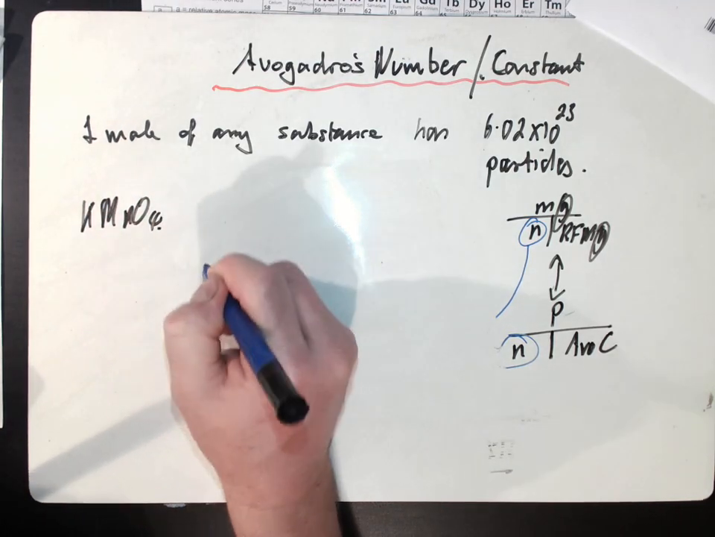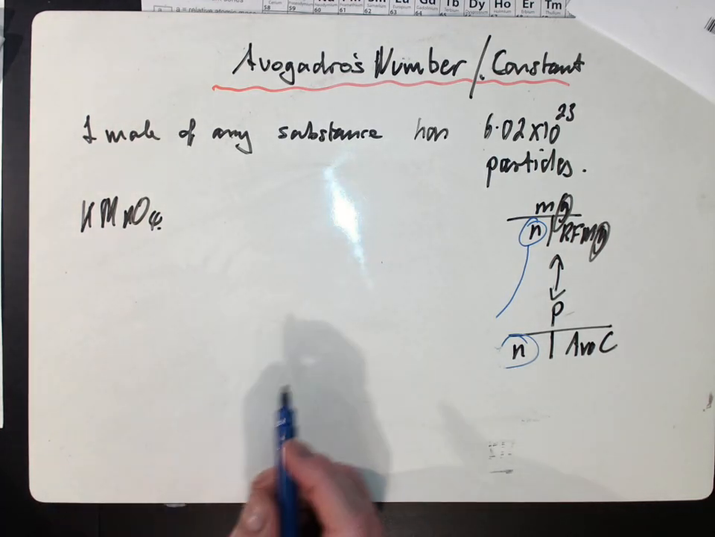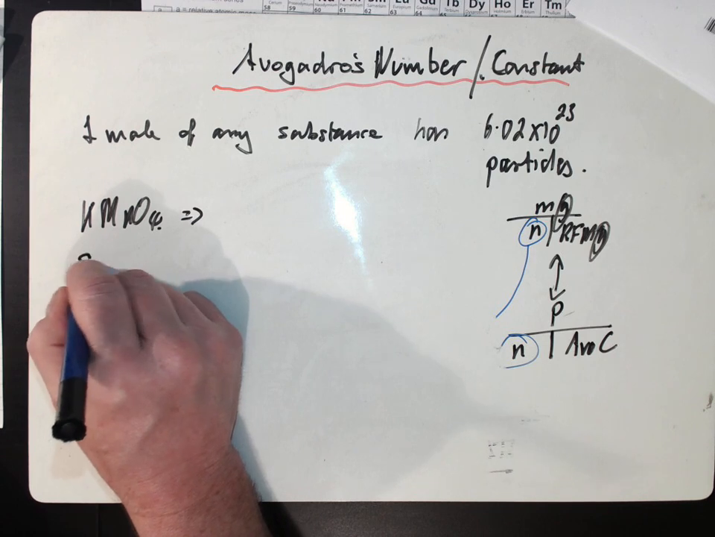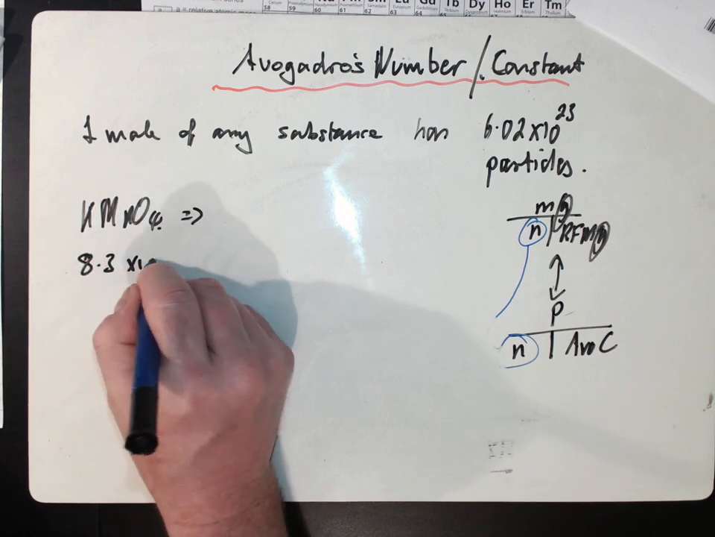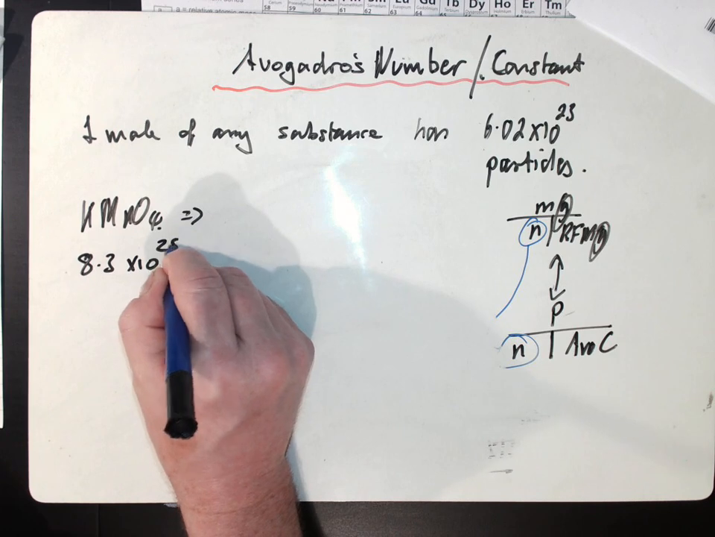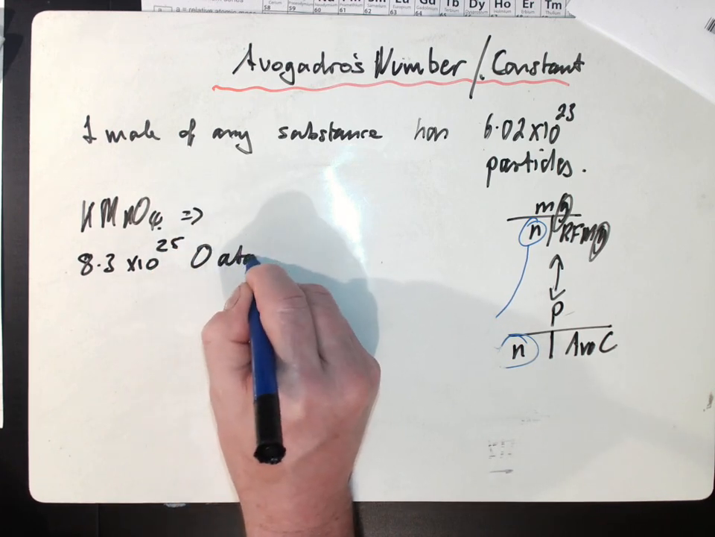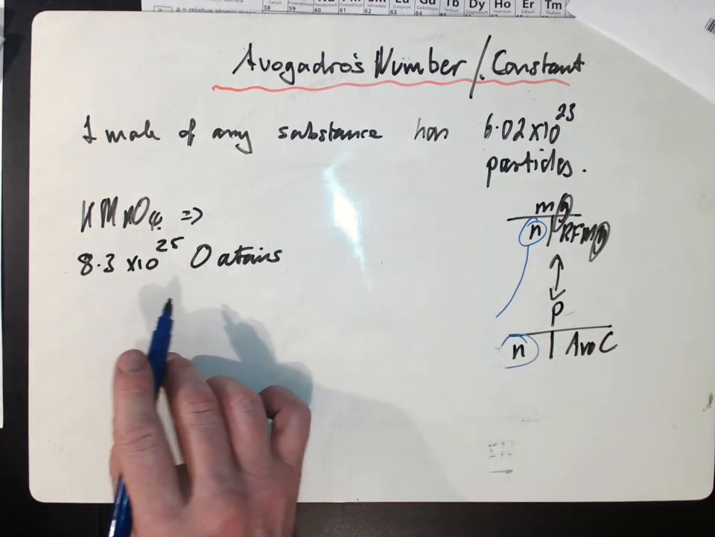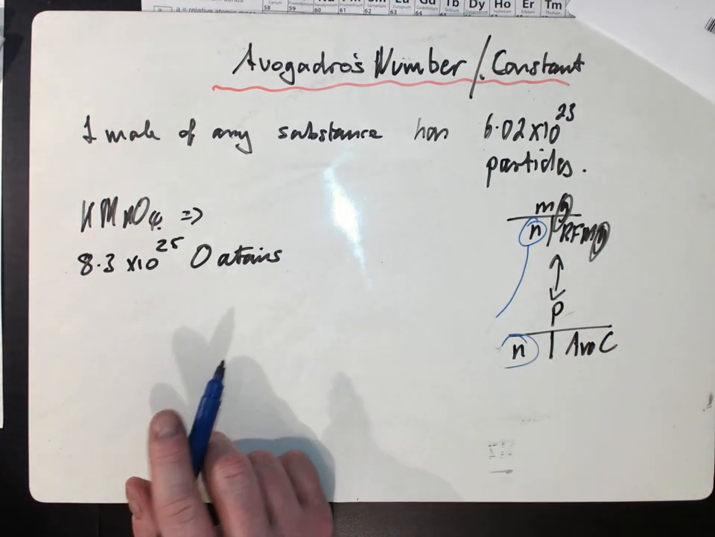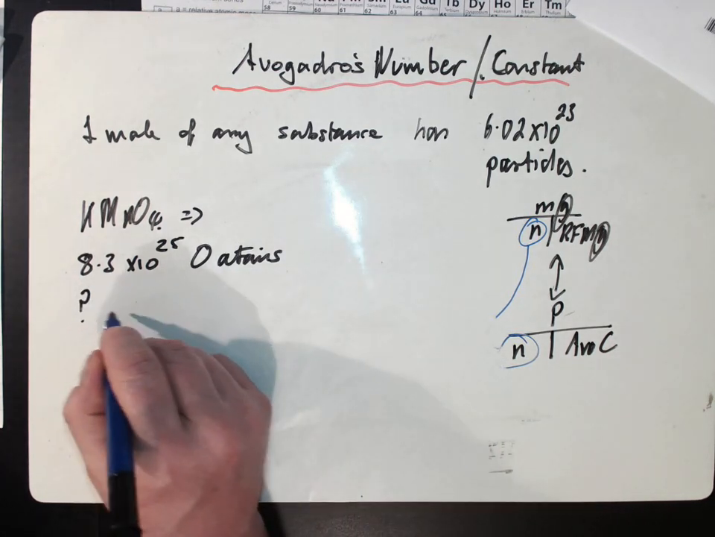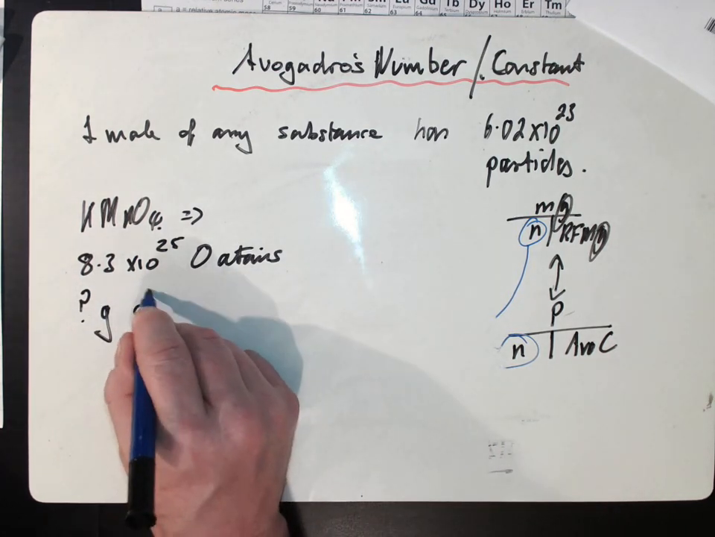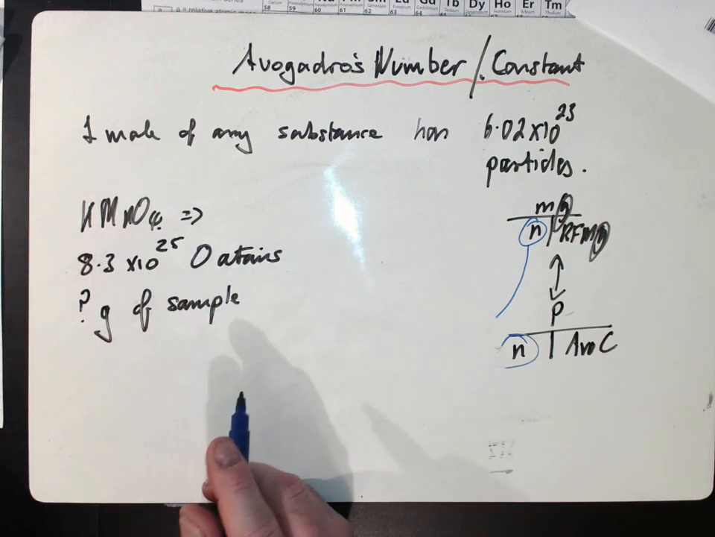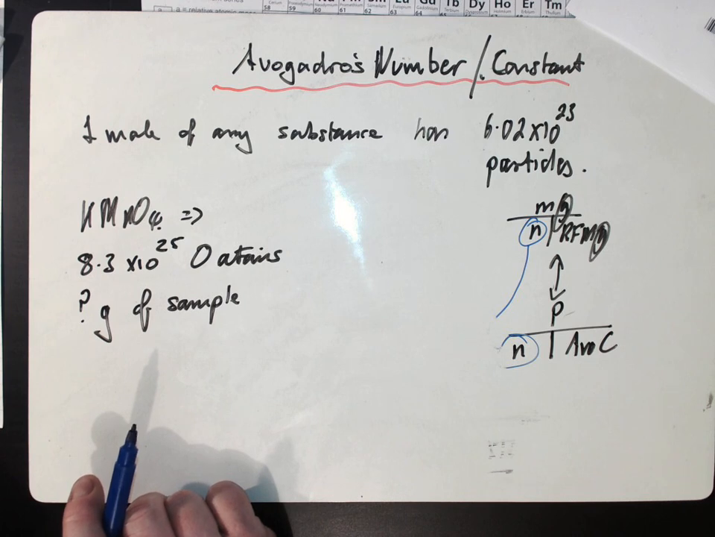So if we take KMnO4, and let's say perhaps the examiner tells us we have got 8.3 times 10 to the 25 oxygen atoms. It's kind of similar to the one I did a few minutes ago, but a little bit more complicated, but it's just a variation on it. Oxygen atoms, and then they ask you what is the total mass in grams of the sample of potassium permanganate KMnO4 that you started off with.